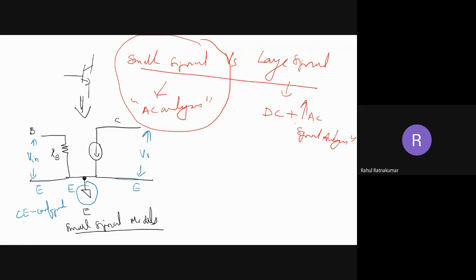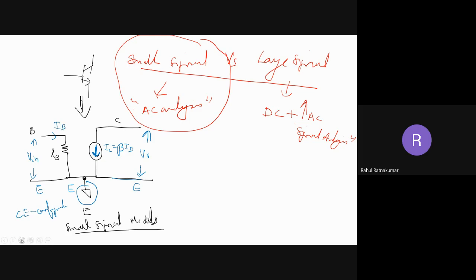Now, what is this current source doing? This current source is actually an approximation of the transistor working. So this current value IC is equal to beta times IB, and this is IB here. Okay, so this is a simple model of a transistor.